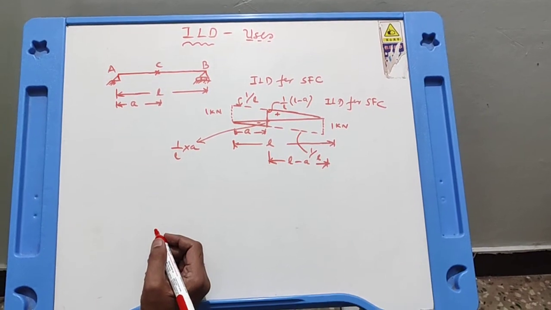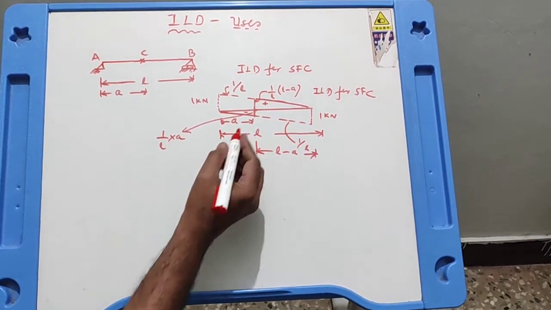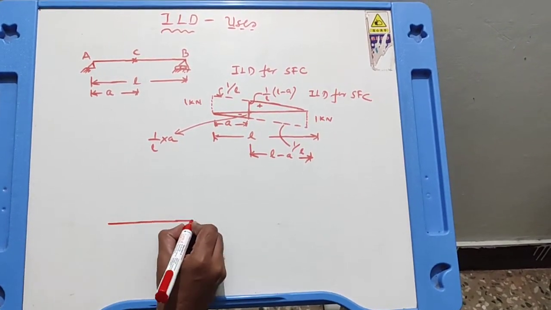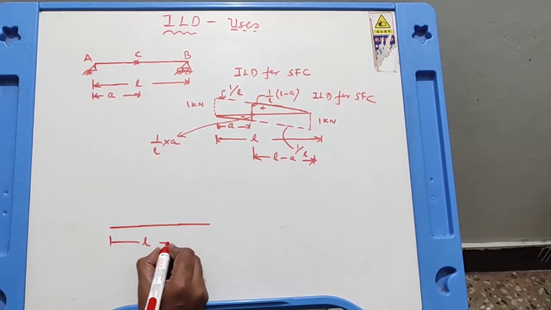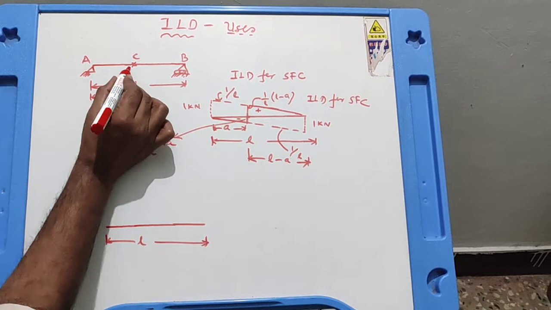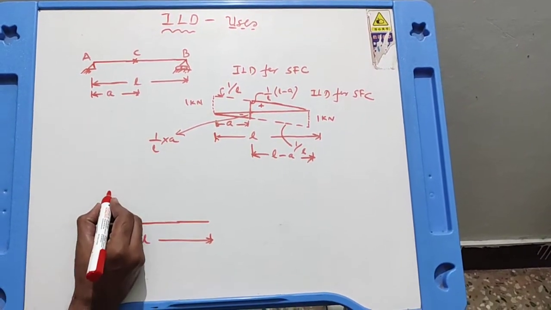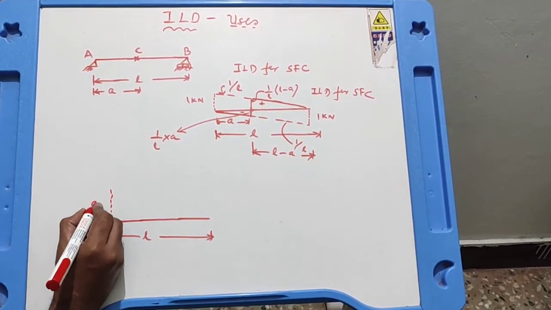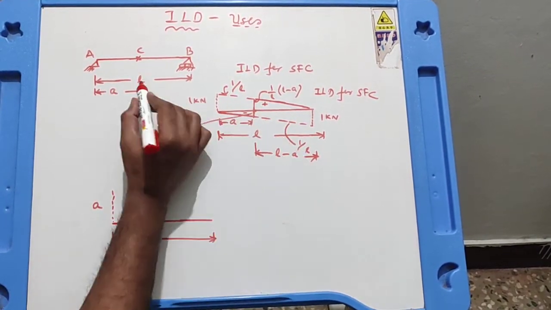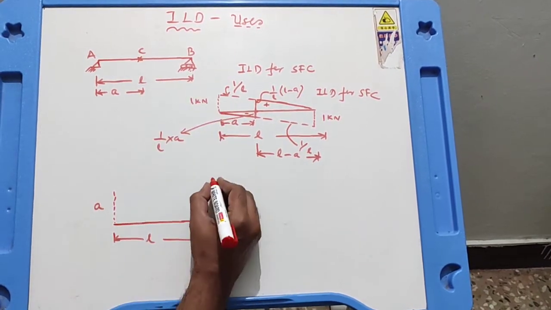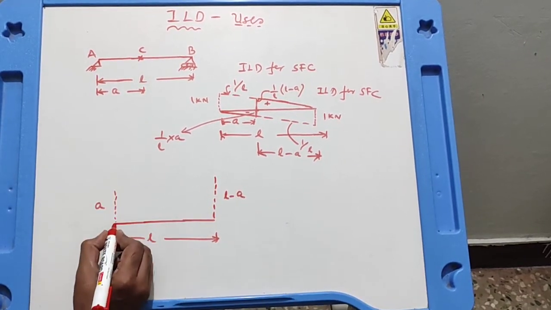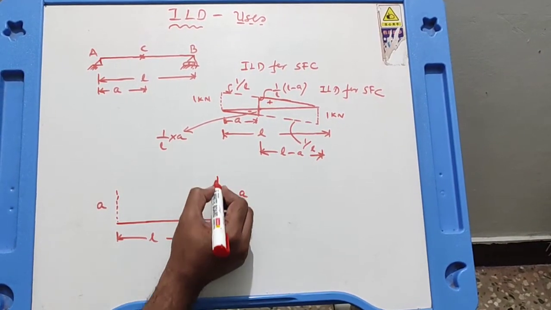So now let us see how to draw the influence line diagram for bending moment at section C. For that, what you need to do is again draw a horizontal line equal to L, because the span of the beam is L. On the left side, you can see section C is at a distance A. So on the left side erect A. And on the right side, erect the remaining distance of CB. How much is it? L minus A, right? So this horizontal ordinate is A, and this vertical ordinate is L minus A.